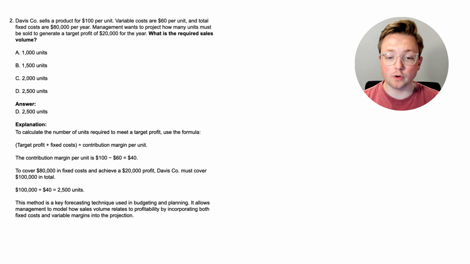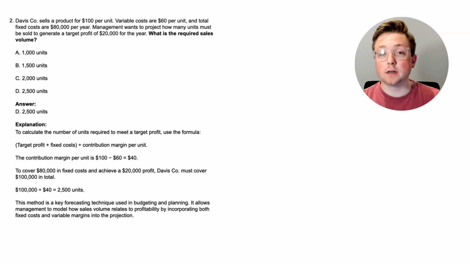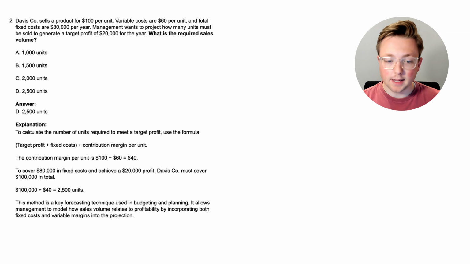To calculate the number of units required to meet a target profit, so we're not talking about the break-even point this time, we're talking about making $20,000 in profit, we have to use the following formula. First, we have to take the target profit and add the fixed costs, and then we can divide it by the contribution margin per unit. And the reason we have the target profit plus the fixed costs is if it was just fixed costs, that would be the break-even point. But we also want to add the extra $20,000 on top of the fixed costs, so that's why we do that. The contribution margin per unit is the $100 sales price less the $60 of variable costs per unit, and that gives you $40 of contribution margin per unit.